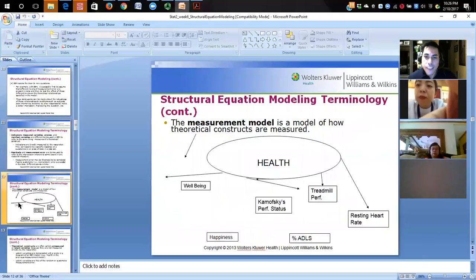So look at this. This is the measurement model, for example. You have health, you have well-being, and you look at the arrow. If it is a straight line, that means cause and effect. That's a very technical way of illustrating your model. When you use straight line arrows, it really means that it's cause and effect, so that means A has to happen first before B will happen. This is a very good example of a measurement model of how theoretical constructs are measured.